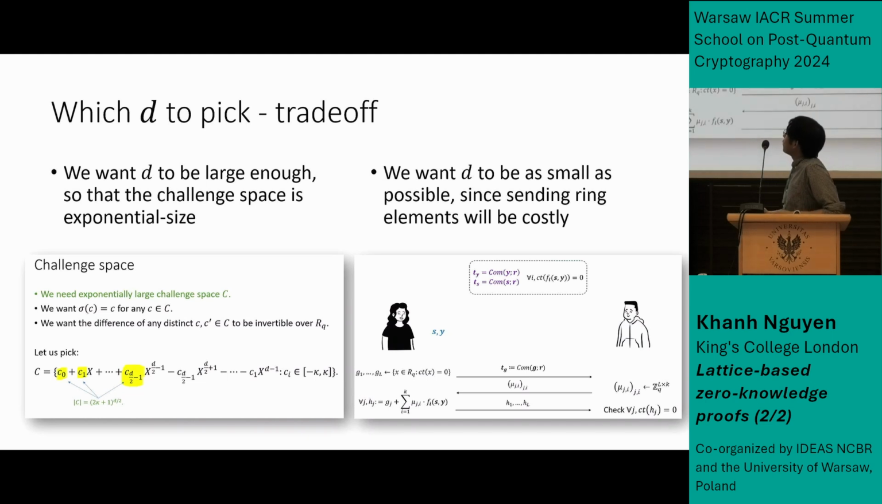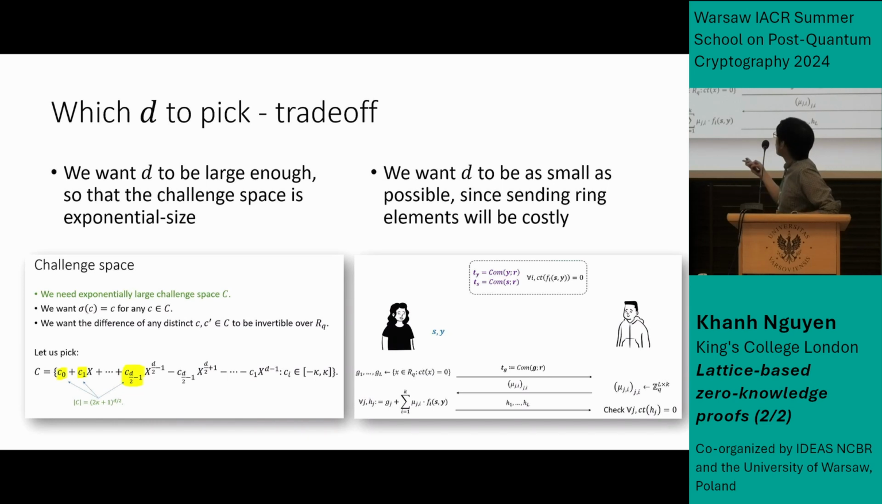So one comment, which D to pick. D is the size of the ring dimension. We want D to be large enough so that the challenge space is exponential size, right? So we want D to be big so that the soundness is fine.